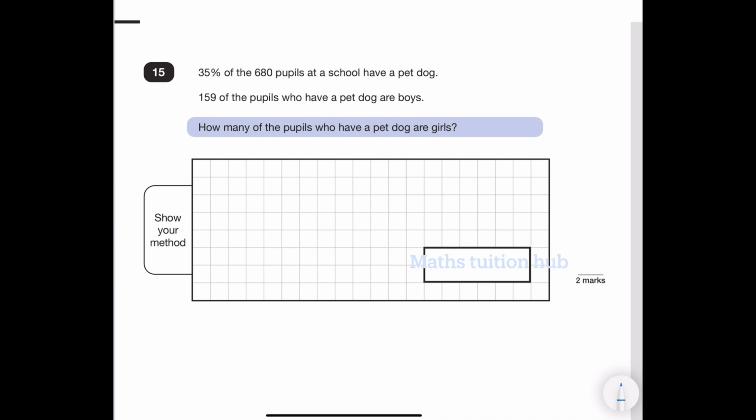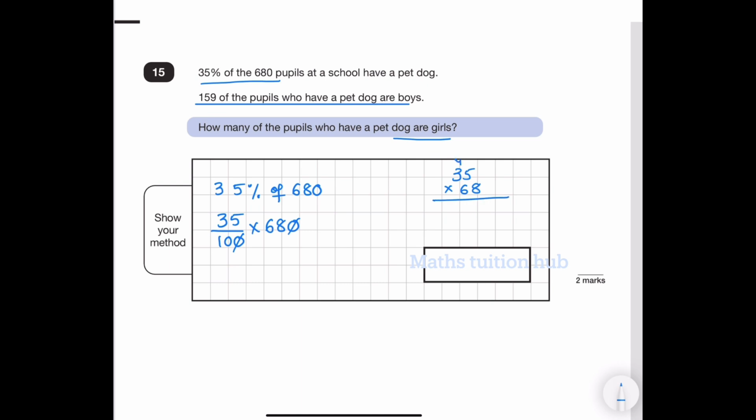Next one is 35% of 680 people at school have a pet dog. 159 of the people who have a pet dog are boys. How many people who have pet dogs are girls? So find 35% of 680 to figure out how many people at school have a pet dog. So 35% translates into over 100 and cancel 0 and 0. Now we need to do 35 times 68.